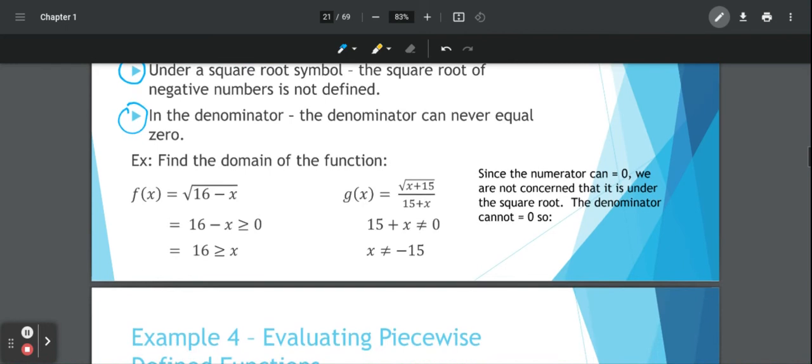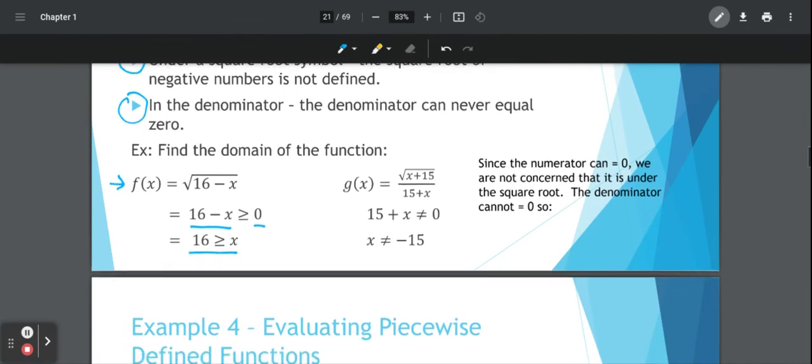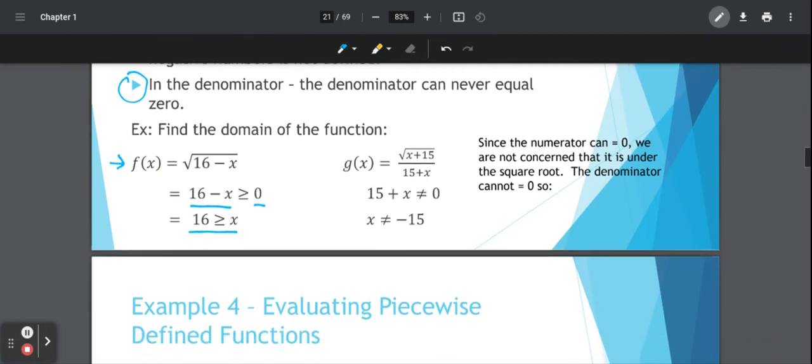So an example would be if we have the square root right here of 16 minus x, then we know that 16 minus x has to be greater than or equal to 0, which means that x has to be less than or equal to 16. And so if we were writing that in interval notation, then we would know that we could have any number from negative infinity to 16 as part of our domain.